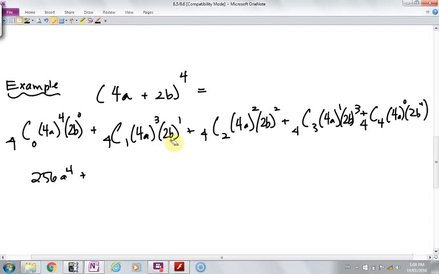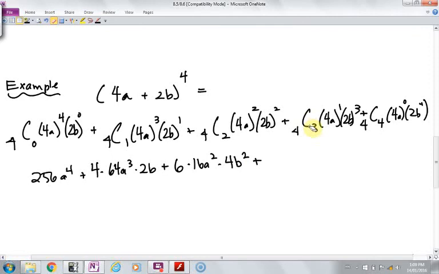4 choose 1. What's 4 choose 1? 4. And here I have 4a cubed, so that's 64a cubed. And I have 2b to the power of 1, that's 2b. What is 4 choose 2? 6. And 4a squared is 16a squared, and 2b squared is 4b squared.